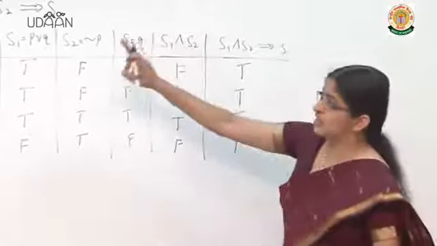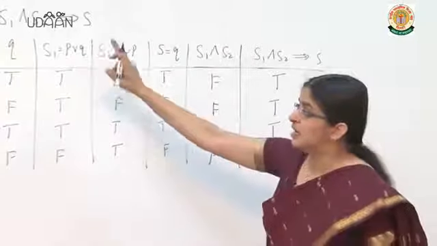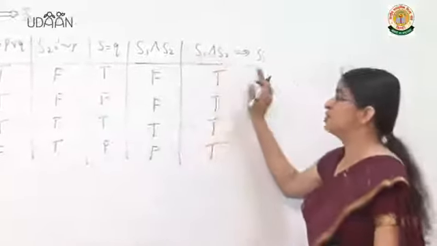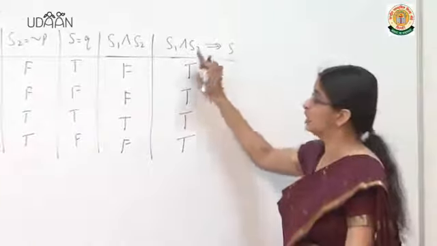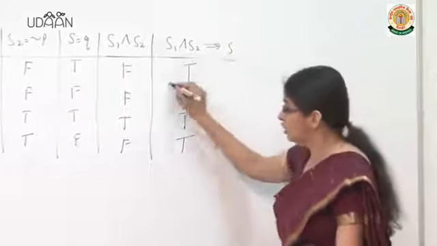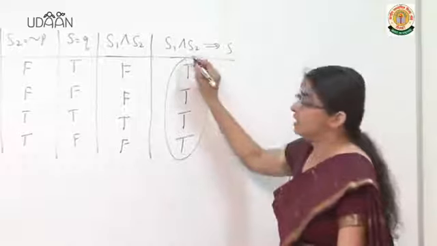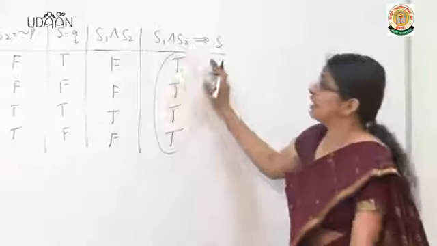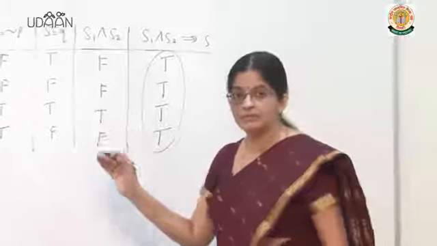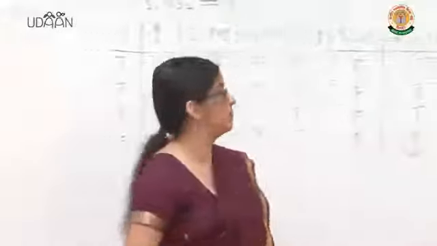We need to check the validity of the argument S1 and S2 implies S. We made the truth table for the corresponding argument S1 and S2 implies S, and look, in all the cases it is true. What does it mean? It is a valid argument. Is it clear? Proceed to the next question.